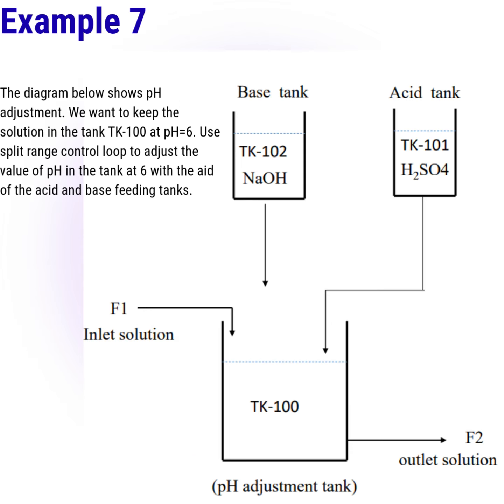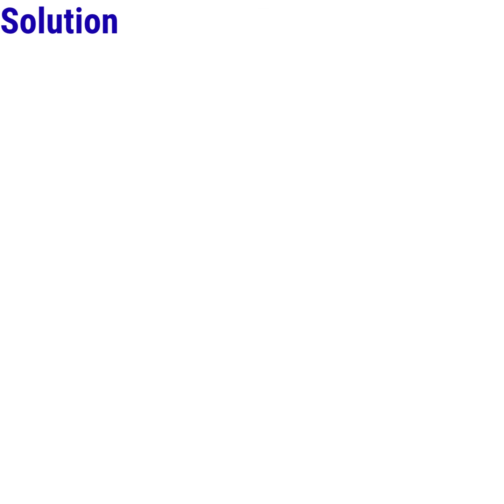Example 7. The diagram below shows pH adjustment. We want to keep the solution in the tank at pH equals 6. Use split range control loop to adjust the value of pH in the tank at 6 with the aid of the acid and base feeding tanks. Solution.